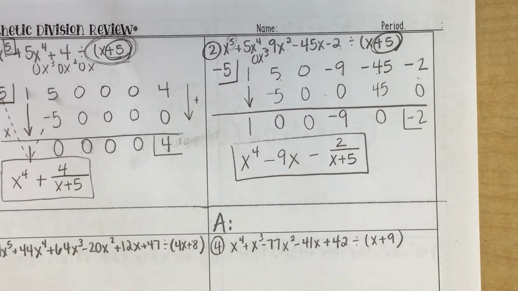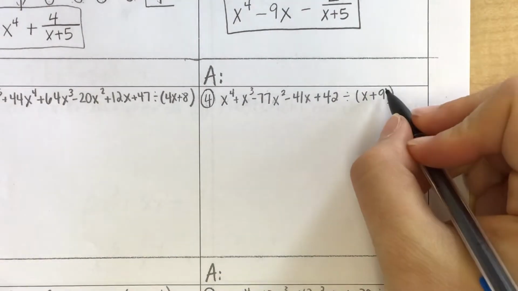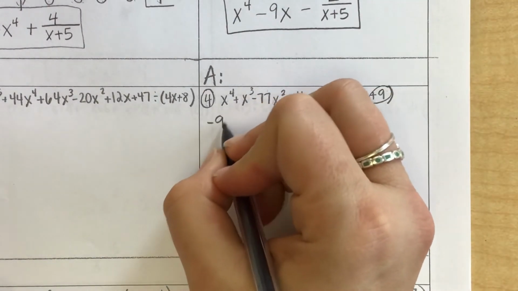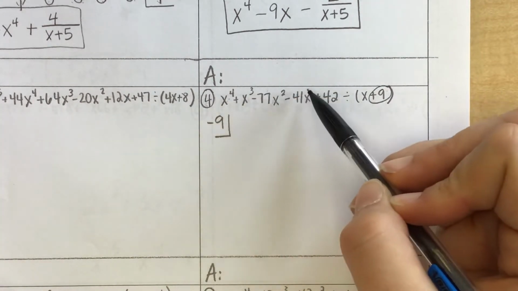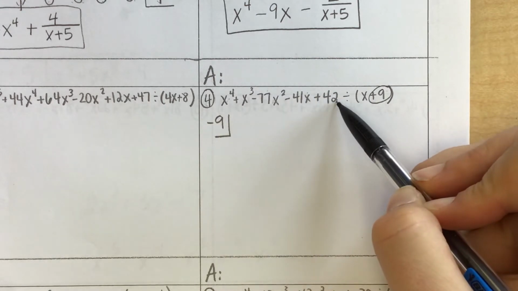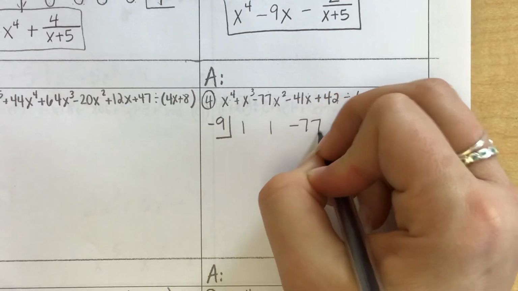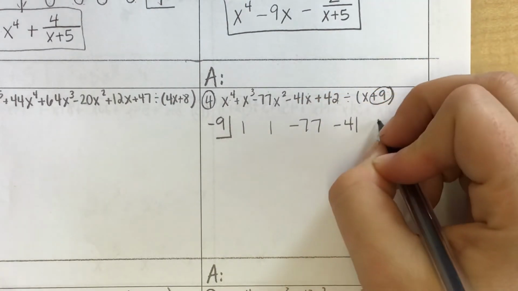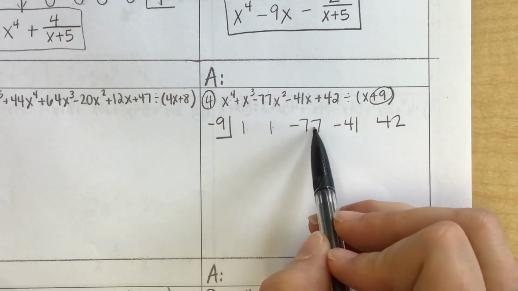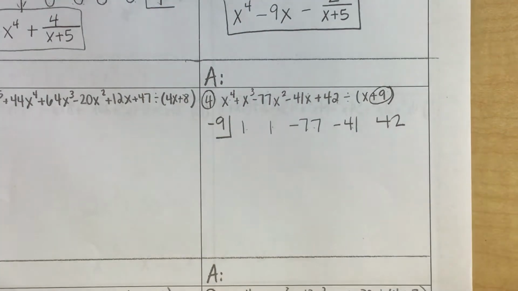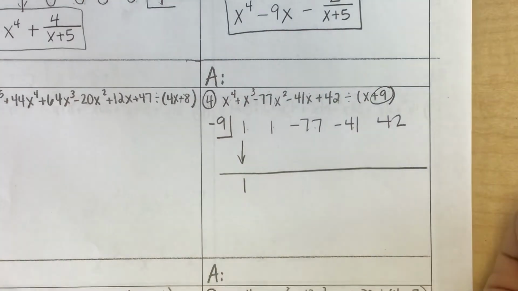All right, let's jump down to number 4. We are going to do number 3, but let's do number 4 really quickly. All right, so I start here. I'm putting a negative 9 out here on the outside. I'm going to check to make sure I have all of my terms. So I have 4, 3, 2, 1, and then just a number. So no need for zeros. So I have a 1 and a 1, negative 77, negative 41, and 42. So this is my x to the 4th term, x to the 3rd, x squared, x, and then just my number. Leave a little space, draw a line, first number comes straight down.